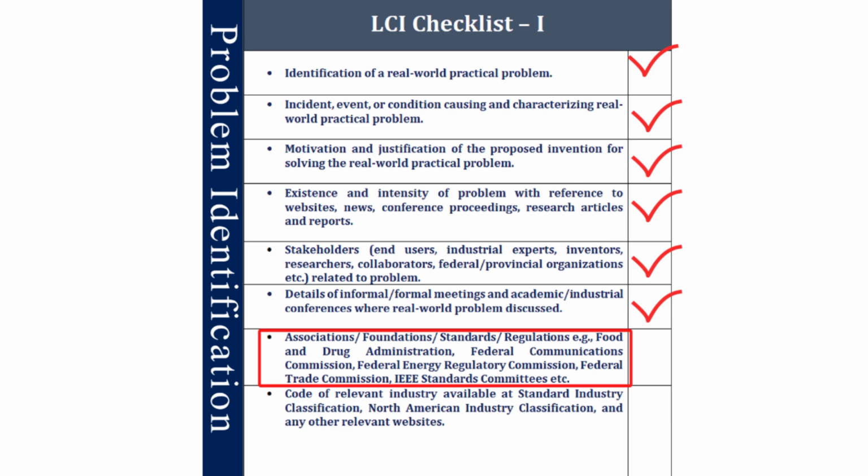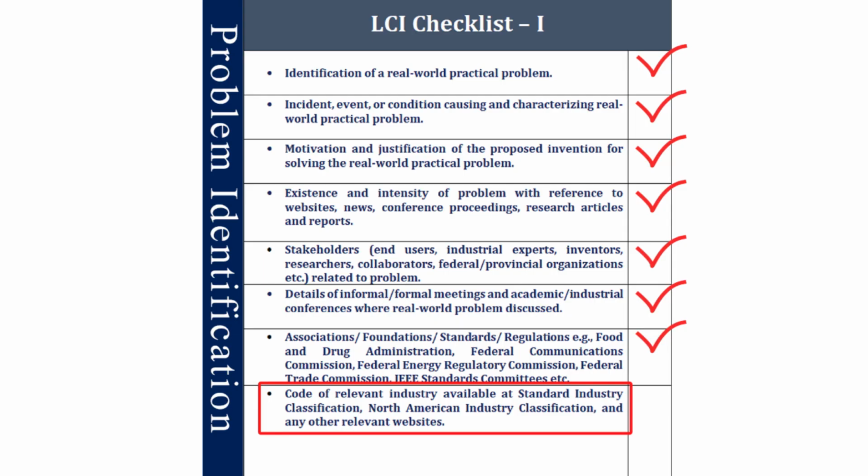The LCI checklist 1 also asks for certain associations, foundations, standards, and regulations that would affect the invention in the future. I've mentioned the Food and Drug Administration already. But let's talk about the Federal Communications Commission and some other regulatory commissions, including IEEE standards or ISO standards, that would also affect the invention if it is about to come into being. For example, if we have to administer anything on our social media, we need to make sure that it follows the Federal Communications Commission regulations.